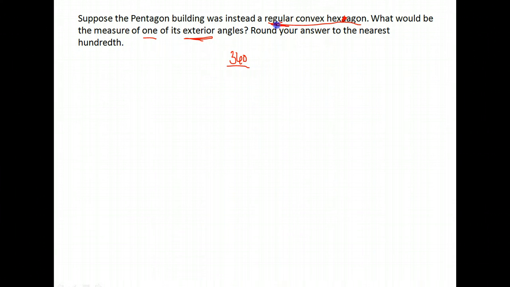A regular hexagon has six exterior angles. So if it's regular, we want to divide those into 6 equal angles. Again, this is exterior, so we automatically know the sum's 360 no matter how many sides it has. But we want to divide that up into 6 because a hexagon is 6-sided. So we take 360 divided by 6. Each of those exterior angles would be 60 degrees.